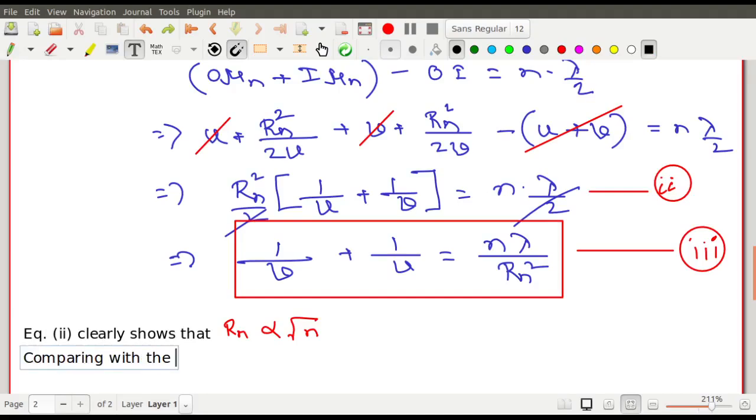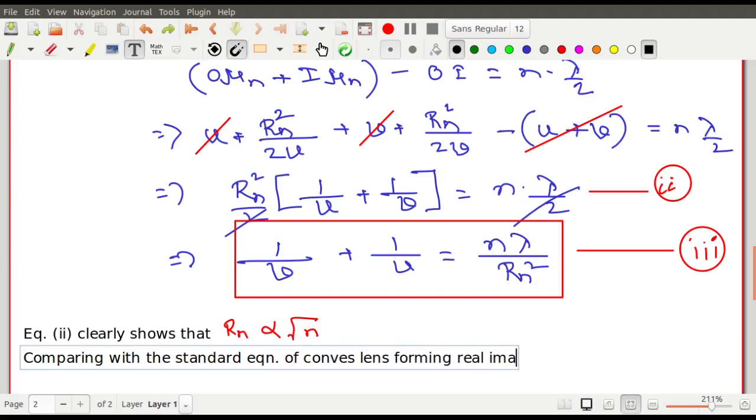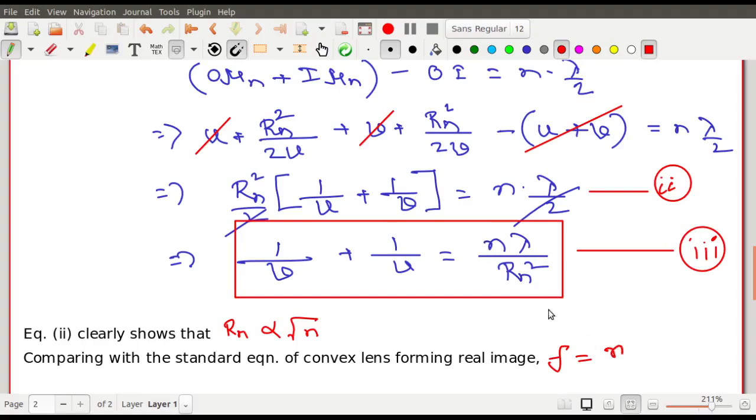Comparing with the standard equation of convex lens forming real image, what happens? Comparing with the standard equation of convex lens forming real image, you have the focal length to be equal to, so 1 by f, this one is actually 1 by v plus 1 by u equals 1 by f.